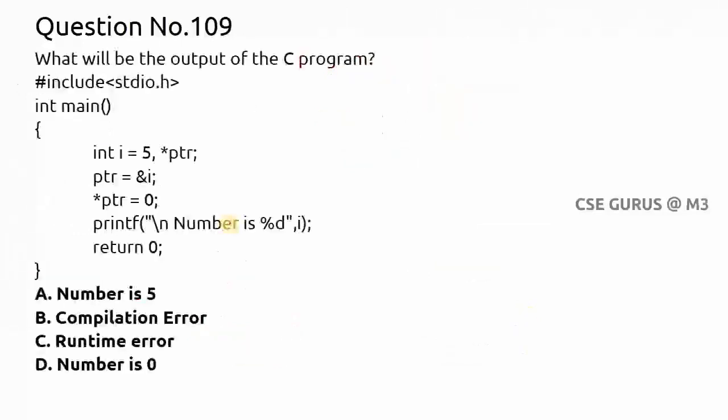Coming to question number 109. What will be the output of the following C program? That is int main, int i equals 5, int *ptr equals address of i. So how will the i value be stored? i will be stored in one memory location.